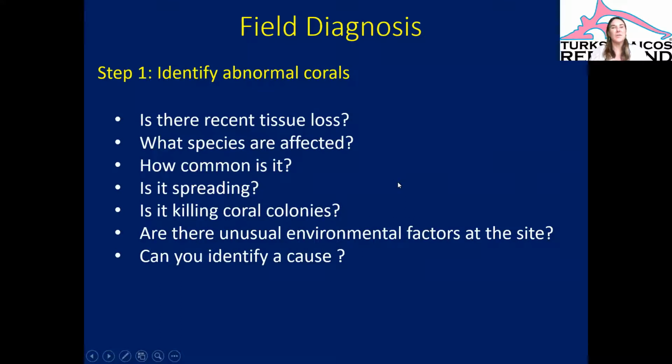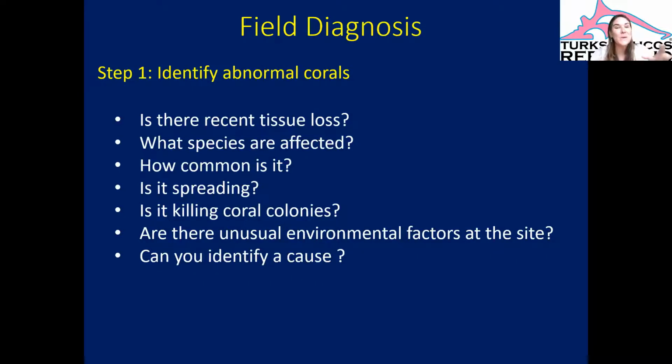So field diagnosis. Step 1, identifying abnormal corals. So you're swimming along and you notice that these corals just don't seem right. Something's wrong with them. You're probably noticing large sections of white from afar. So what you're going to do is you're going to swim a little closer and you're going to say, okay, has there been recent tissue loss? Okay, by that I mean you can see denuded skeleton.